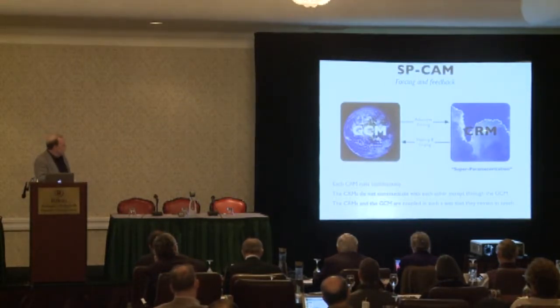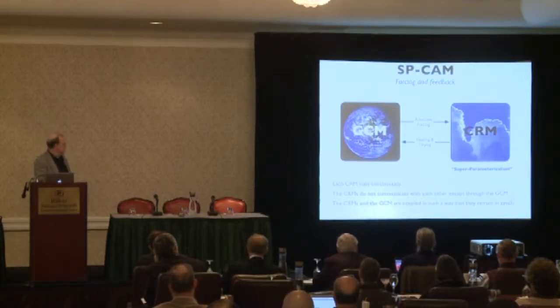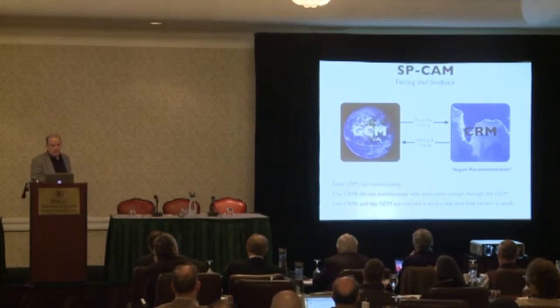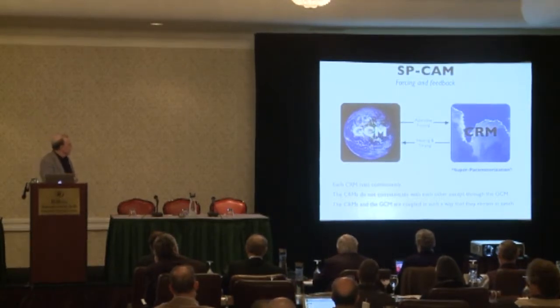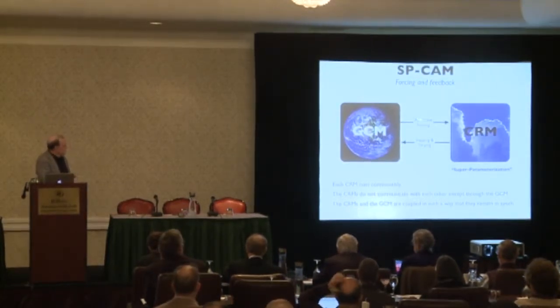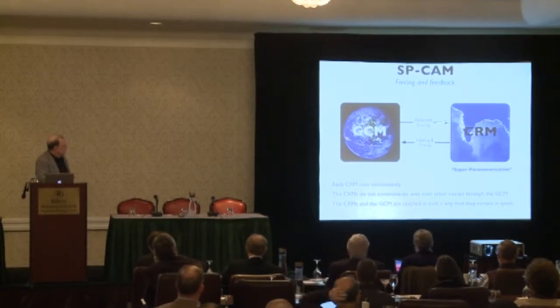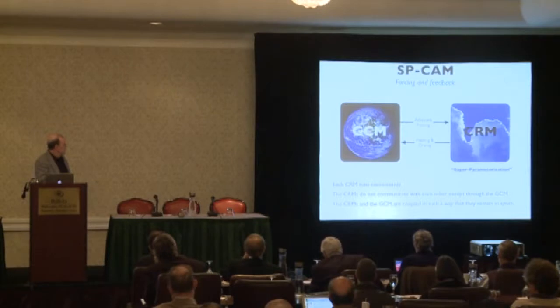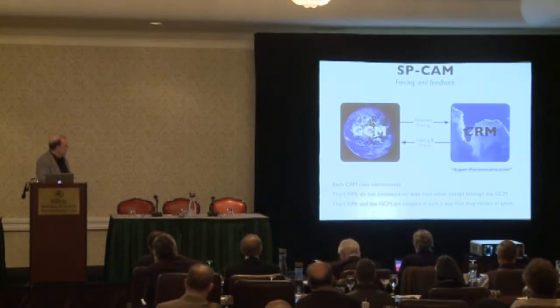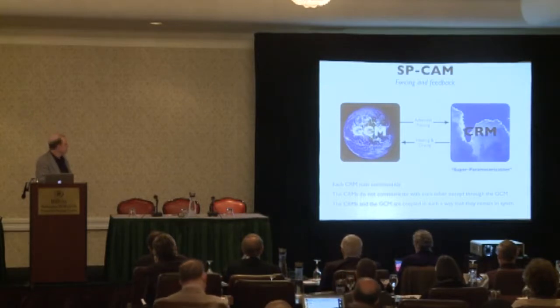And the cloud resolving model is what's called the superparameterization. It takes the place of the conventional parameterizations of the GCM. We simply strip them out or comment them out or something. So we have a forcing from the GCM to the cloud resolving model that is associated with adiabatic processes, like advection. And then the CRM feeds back by providing heating and drying to the GCM.